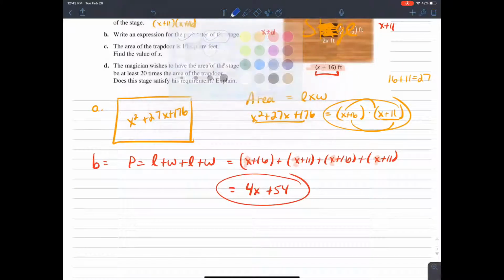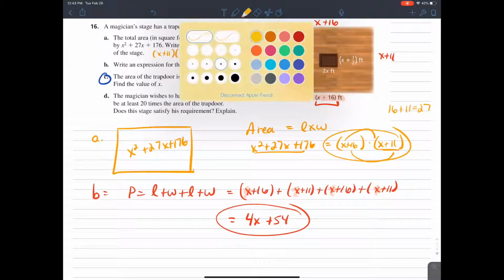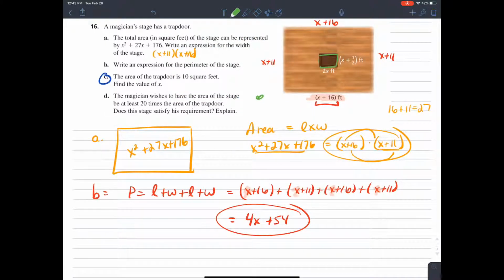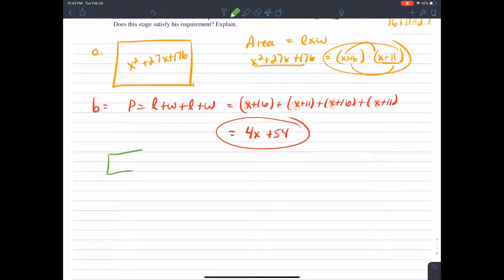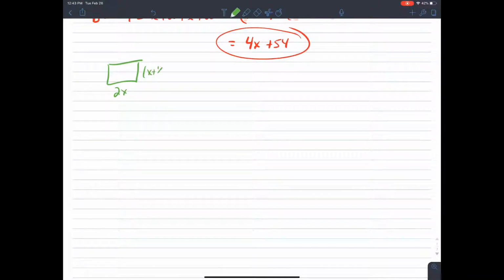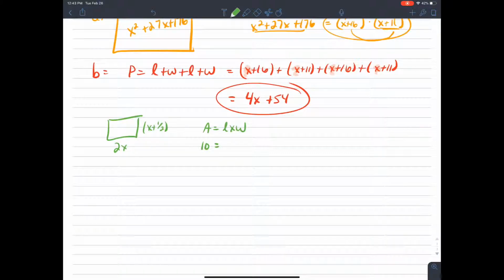Now we're moving on to the trap door in part C here, so I am going to erase the word stage because now I only care about the trap door. It's kind of hard for me to find a color that works here. I'm just looking for this little part of our image now. So the area of that trapdoor is 10 square feet, and we need to find the value of x. We know that that little trapdoor is 2x by x plus 1/2. They told us the area of that, and this is a rectangle, so it's the length times the width. They tell us the area of that is 10. So 10 should equal our length times our width, which is 2x times x plus 1/2.